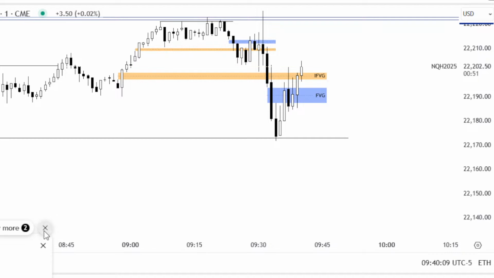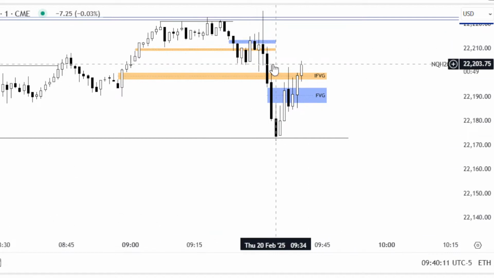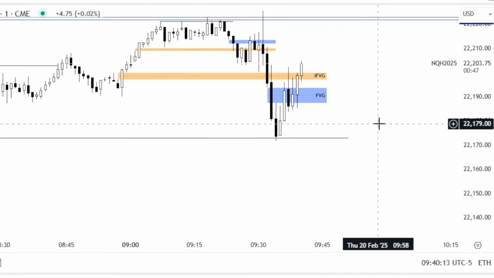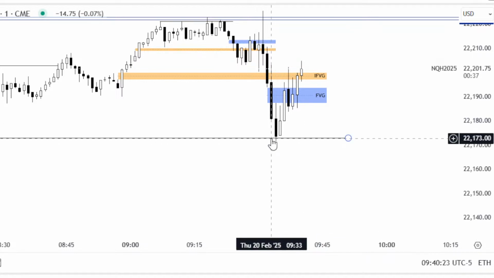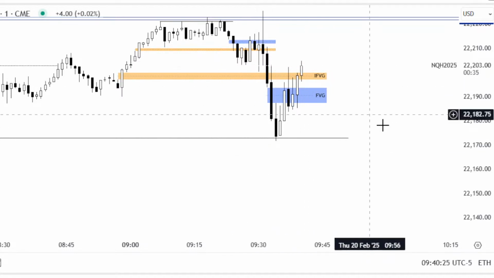Alright, so unfortunately I'm out, and no, it's one of those things. Could have taken my money off here, which I probably should have, and then look for re-entry up here.